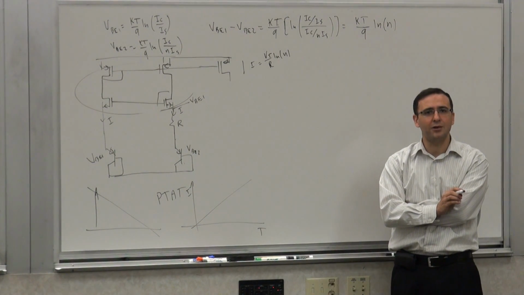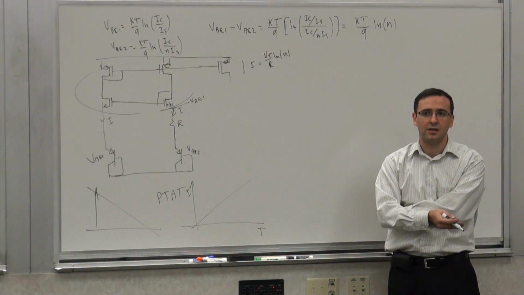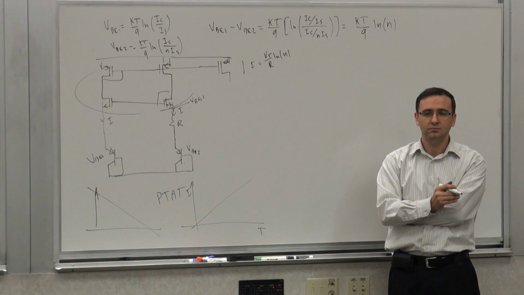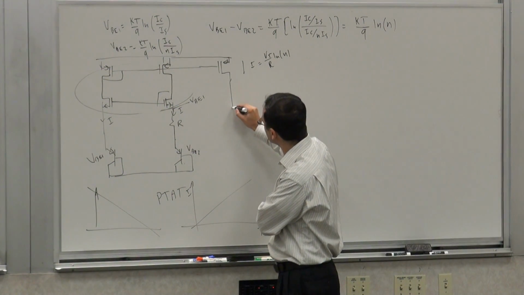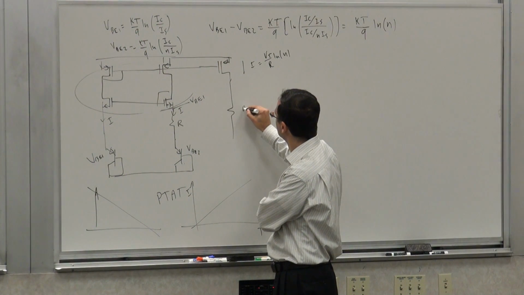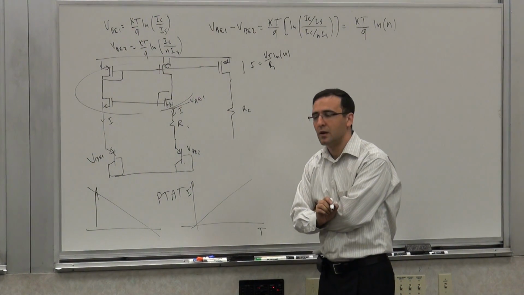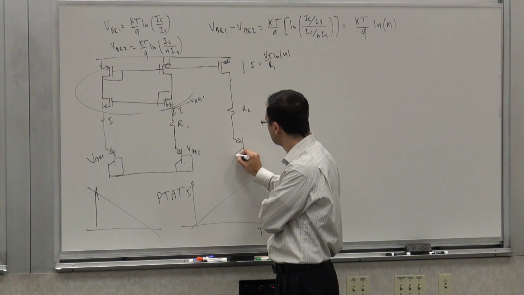What do I do with this? How do I add it to a VBE? This is a current. I have to convert it to a voltage again. Right? A resistor. R2, let's go with R1. And then what do I do? Add it to a VBE. Let's put the VBE here.